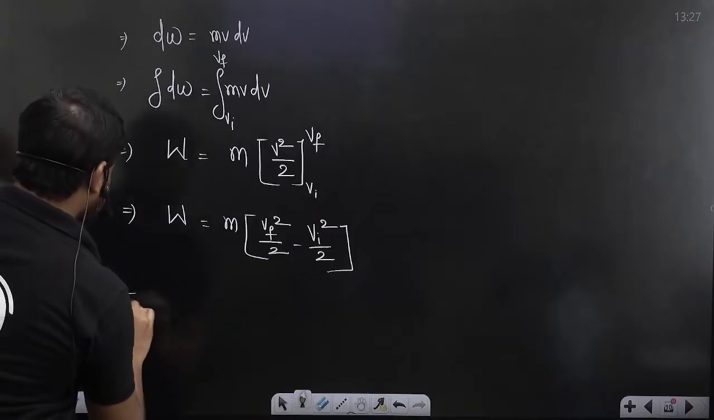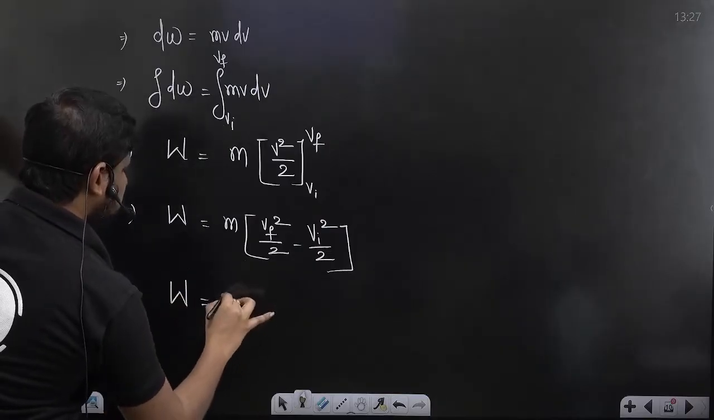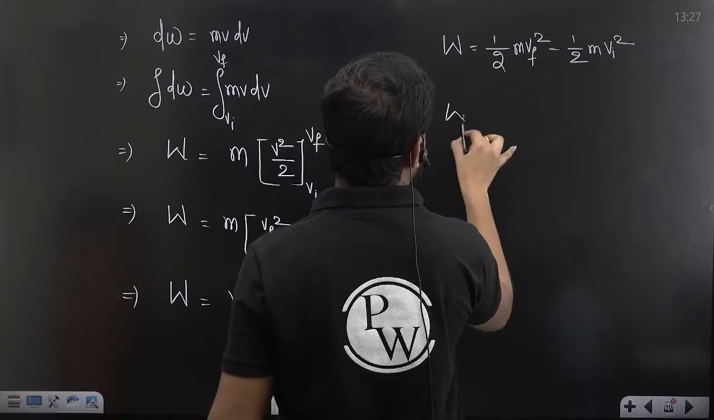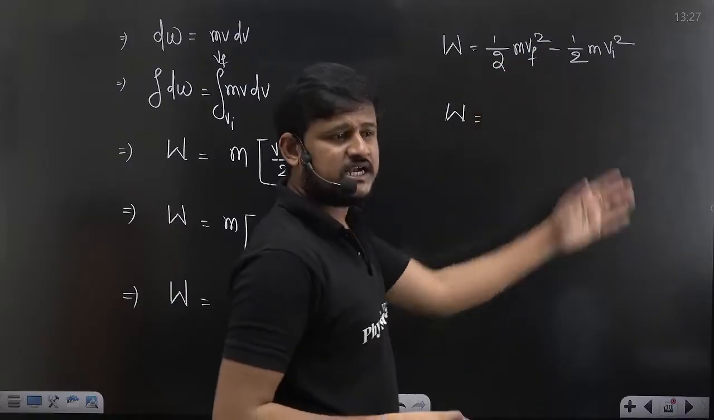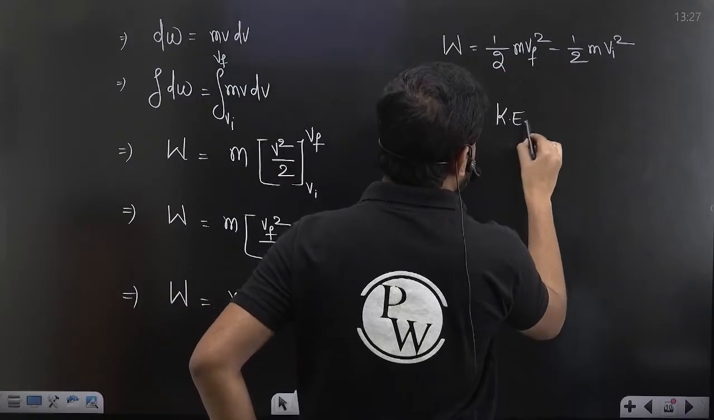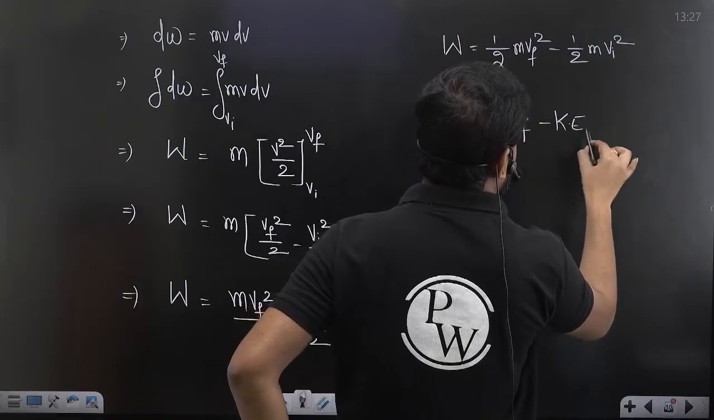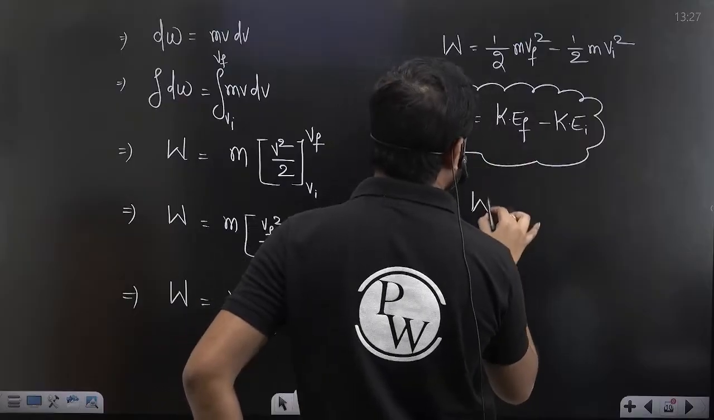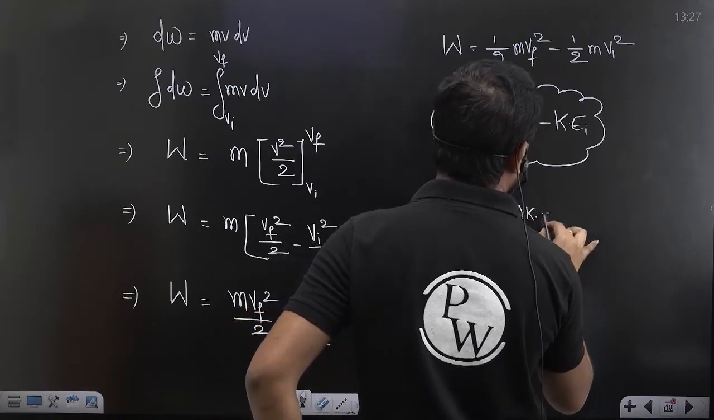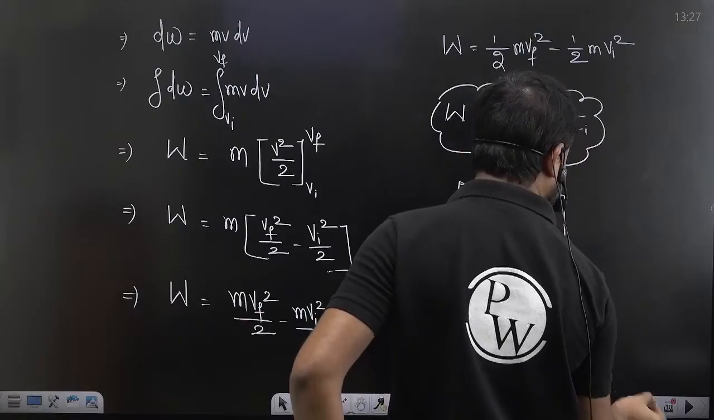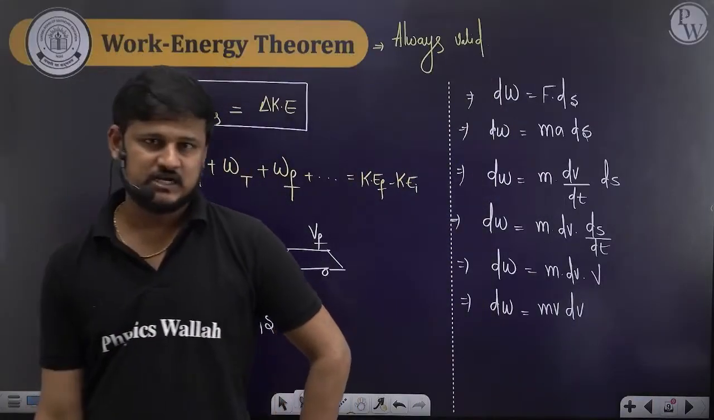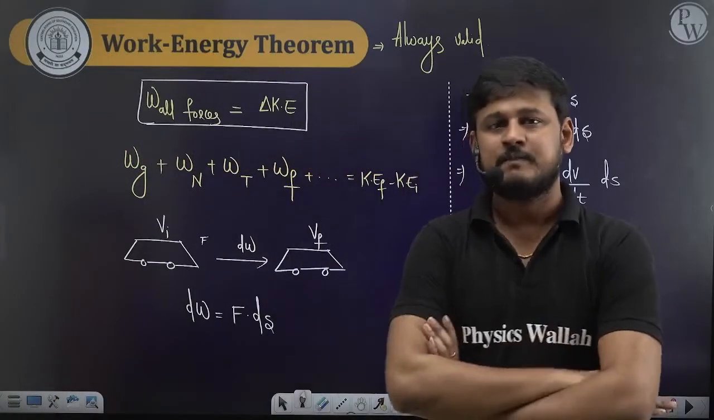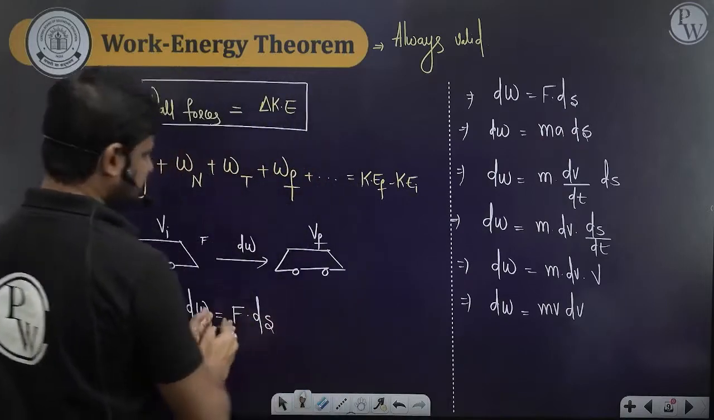So from here I can write W is equal to half m vf square minus half m vi square. This is nothing but the final kinetic energy, KEF, minus KEI, the initial kinetic energy. So that's what we wrote, right? The work done will be equal to the change in kinetic energy. So this work-energy theorem is always valid. The work done by all the forces is equal to the change in kinetic energy. Understanding, guys? Here I just considered the one force, which is F.